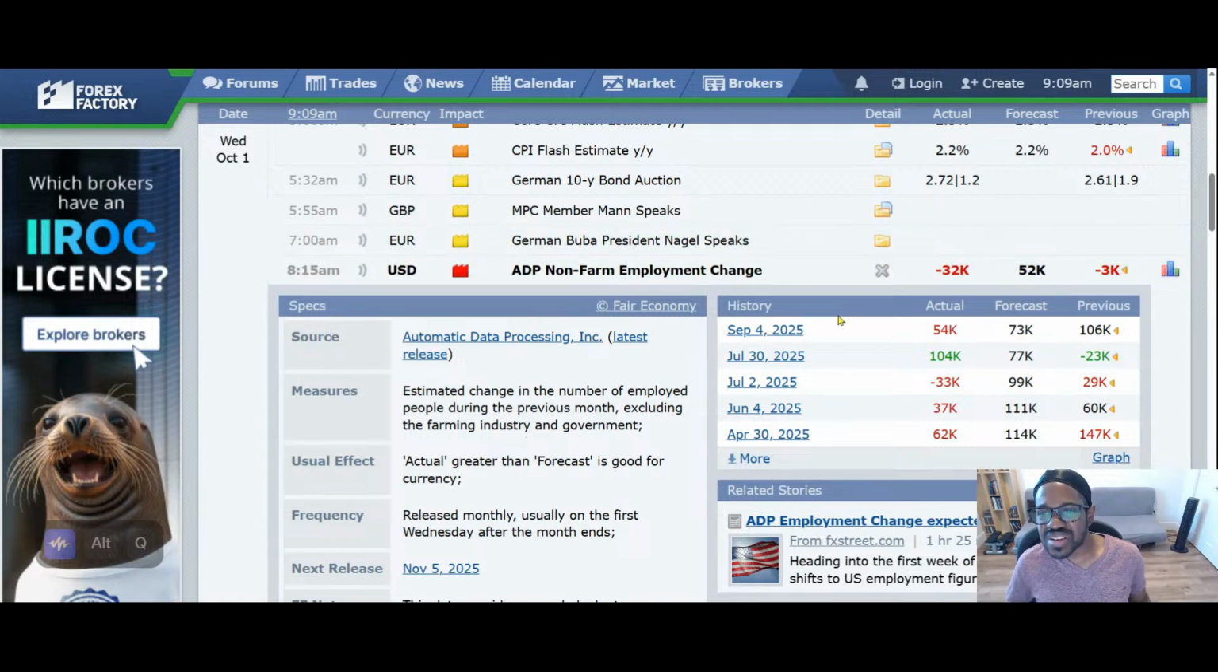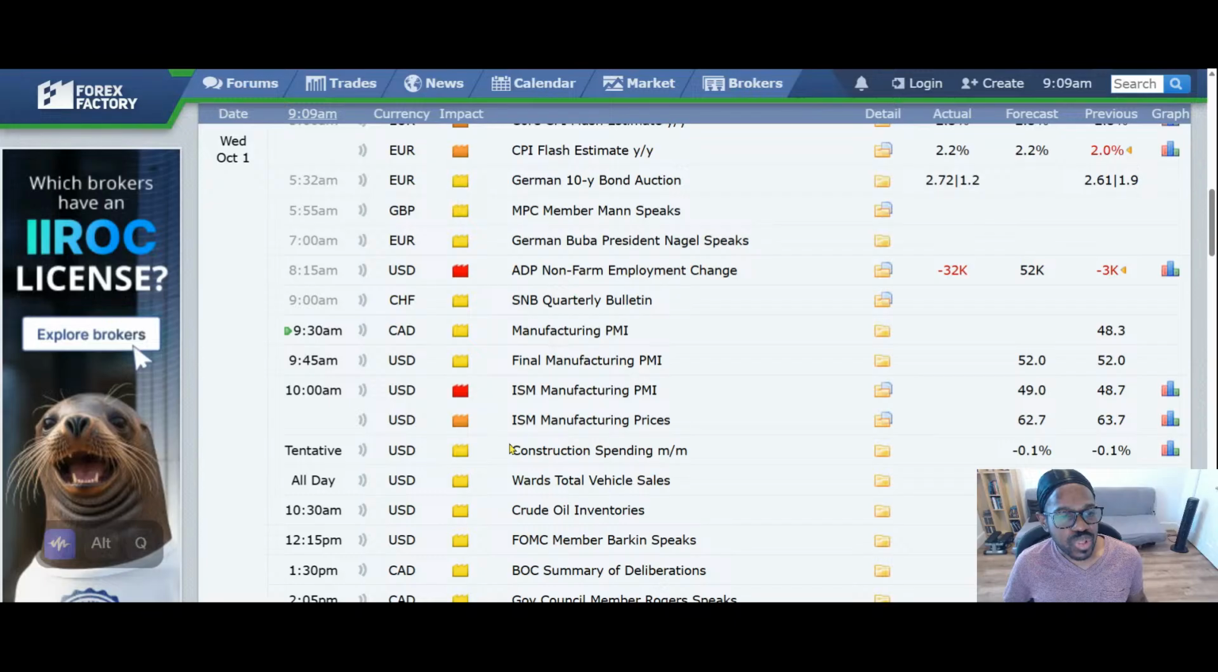If we go back here, we do have the non-farm employment, and right now, as you can see, it's at minus 32.22K. That's pretty negative compared to last month. We were expecting 52K and we're at minus 32.22K, and last month it was at 3K. That's a big shift. Based off of that, we're pretty sure we're going to go lower in regards to anything related to indices and the dollar.